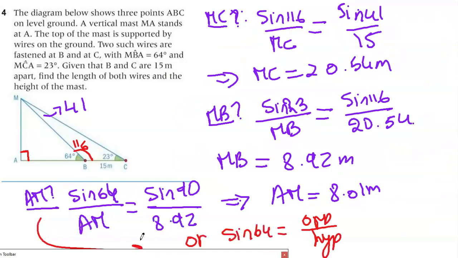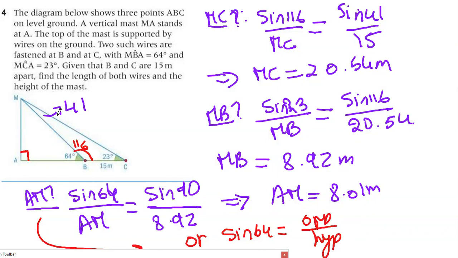Guys, I'm going a little bit fast just because I want to finish quickly. The diagram below shows 3 points A, B, C. It's very easy, guys, on level ground. A vertical mast MA stands. I have here it's standing like this. The top of the mast is supported by wires. I have two wires, MB and MC, and they gave me the angle. The objective is they need me to find MA, MB, and MC.